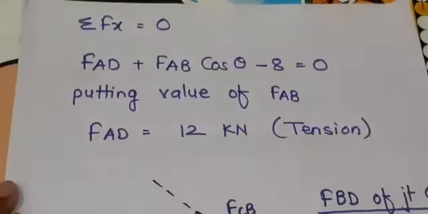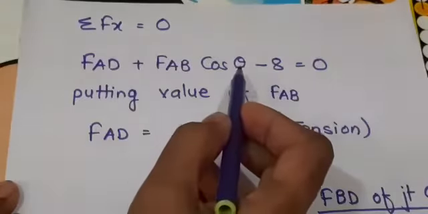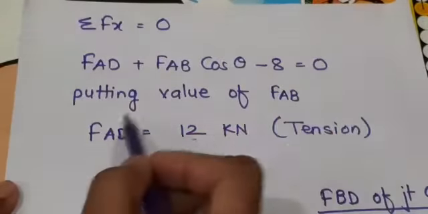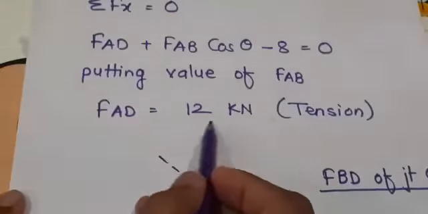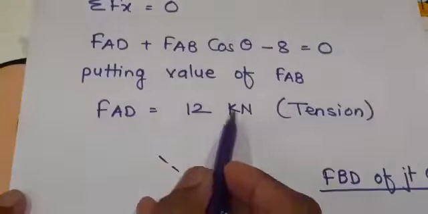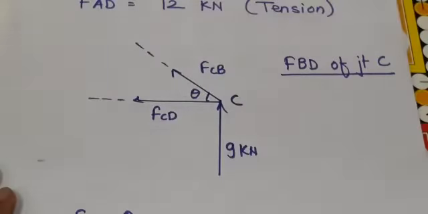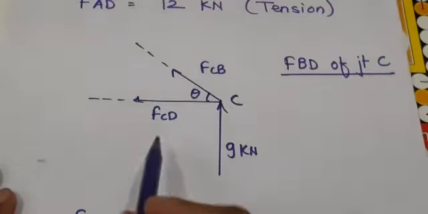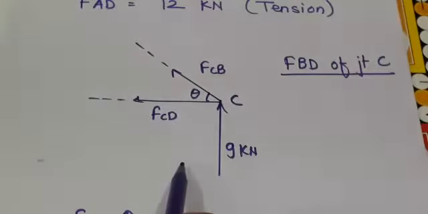Now apply another condition of equilibrium, that is summation Fx equal to 0. We get the equation FAD plus FAB cos theta minus 8 is equal to 0. Putting the value of FAB, we get the value of FAD is equal to 12 kilonewton and the nature of force in member AD is tension. After that, consider joint C and draw the FBD of joint C. See this figure, this is the FBD of joint C. Then apply the same conditions of equilibrium.